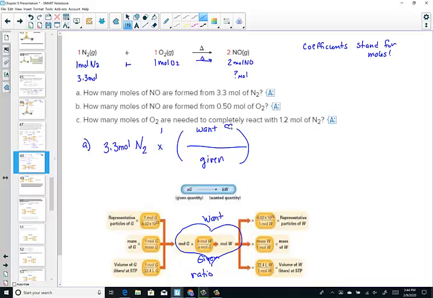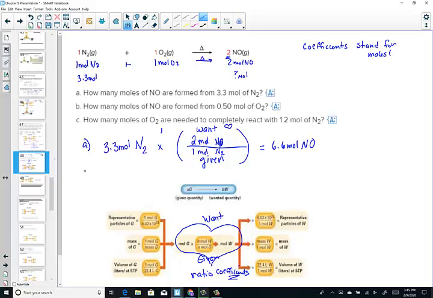We're in the heart of our problem, the want over given stoichiometric ratio, mole ratio, where the coefficients are used as conversion factors. We want to know NO. Its coefficient is a 2. We were given moles of nitrogen. Its coefficient is a 1. So our mole ratio is 2 over 1. 3.3 times 2 over 1, and that's 6.6 moles of NO.